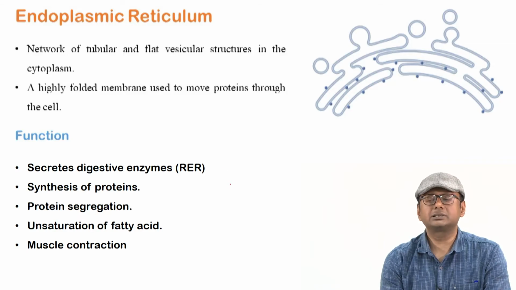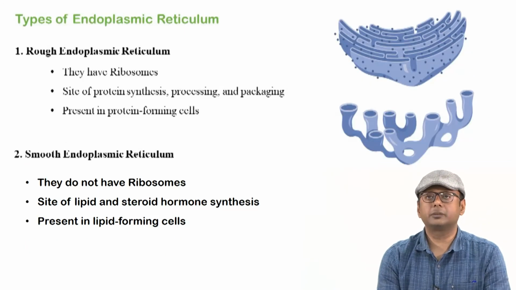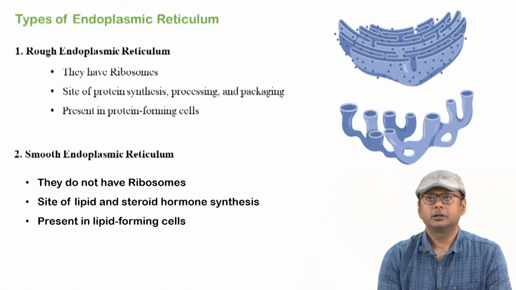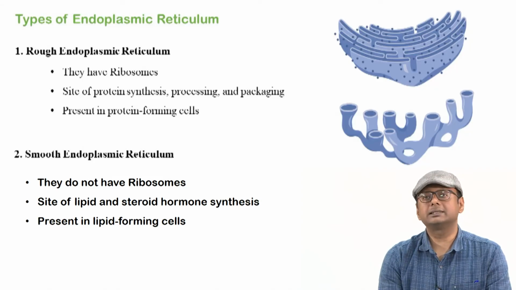So, what are the various functions of ER? It secretes digestive enzyme. In the rough ER, in the ribosome, it helps in the synthesis of proteins. Also, it helps in protein segregation, muscle contraction. So, a lot of important roles are present for endoplasmic reticulum. Mostly it is either rough or smooth, as I said. Rough endoplasmic reticulum has ribosome and it helps in protein synthesis, processing, packaging.